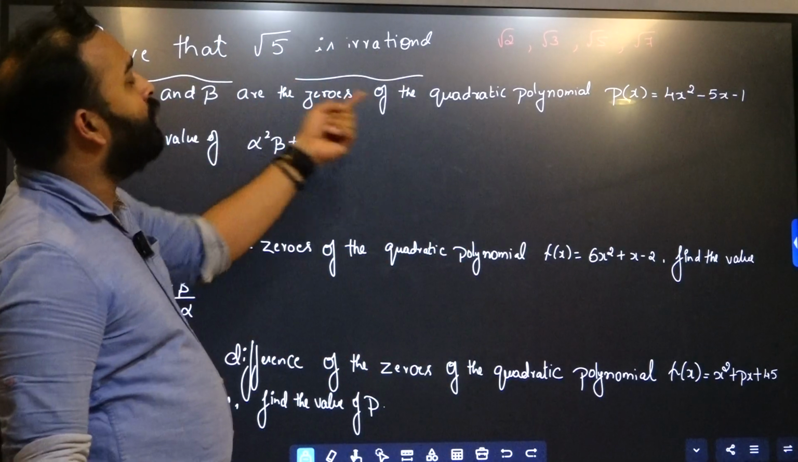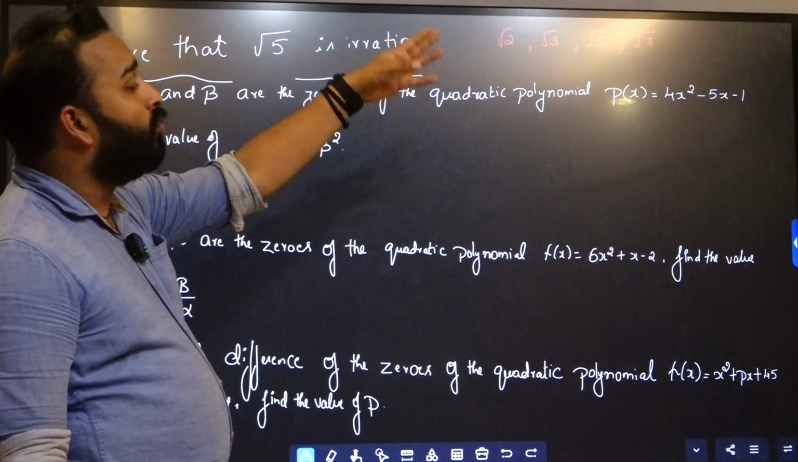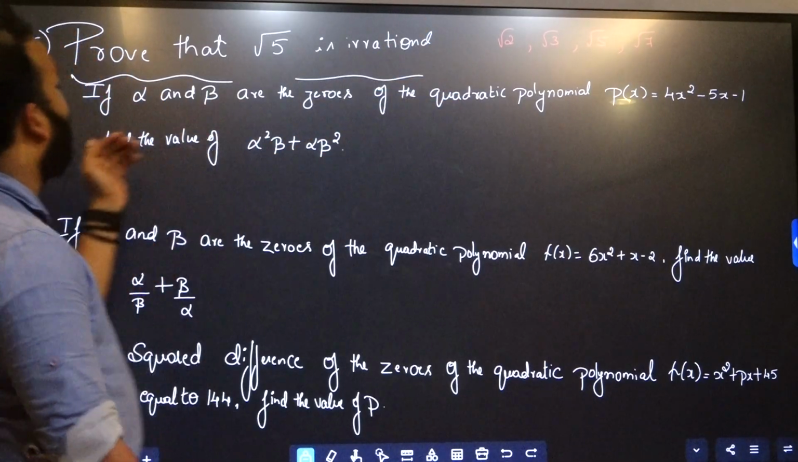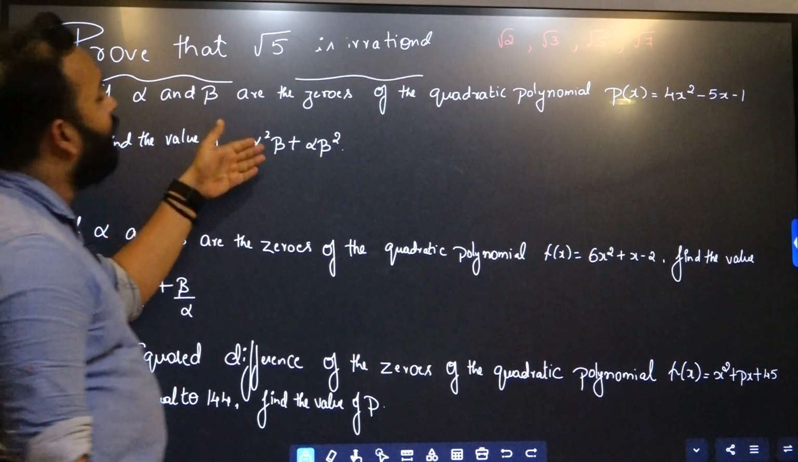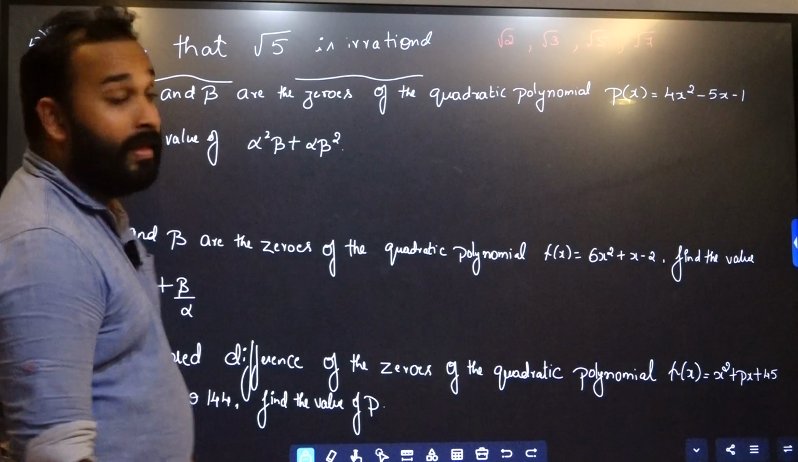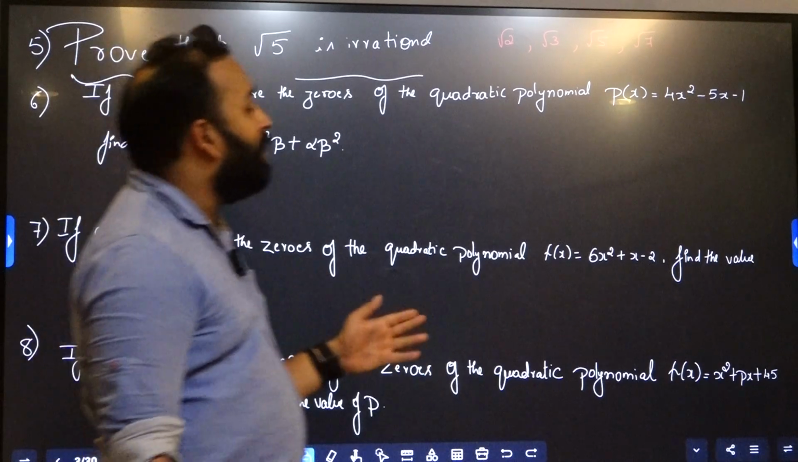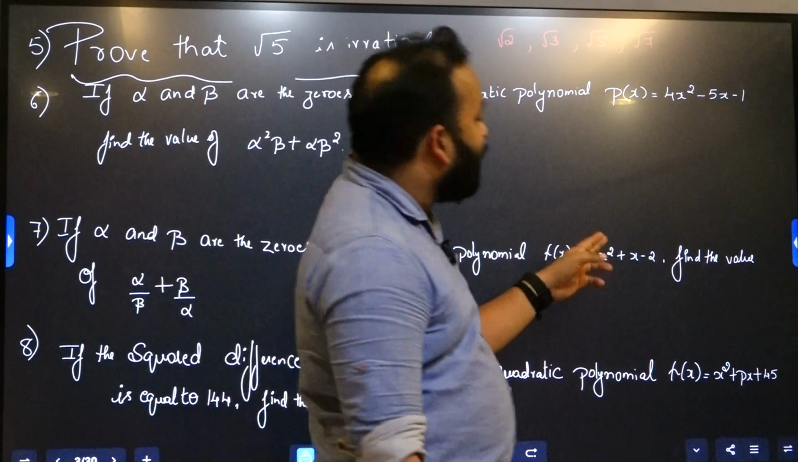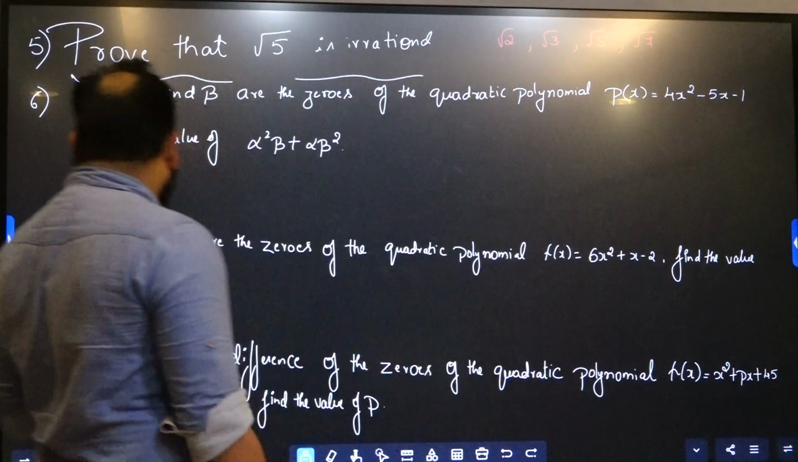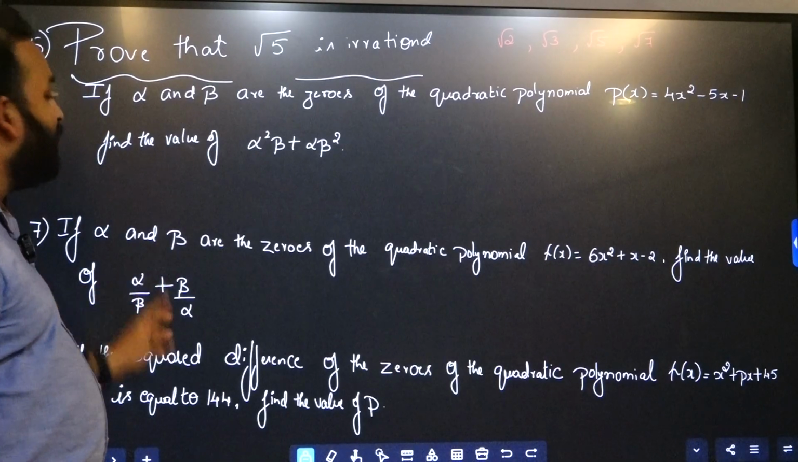If alpha and beta are the zeros of the quadratic polynomial p of x is equal to 4x square minus 5x minus 1, then find the value of alpha square beta plus alpha beta square. And if alpha and beta are the zeros of the quadratic polynomial f of x is equal to 6x square plus x minus 2, find the value of alpha by beta plus beta by alpha.